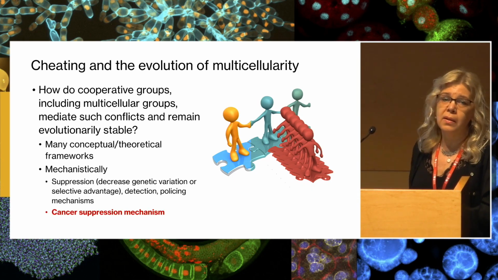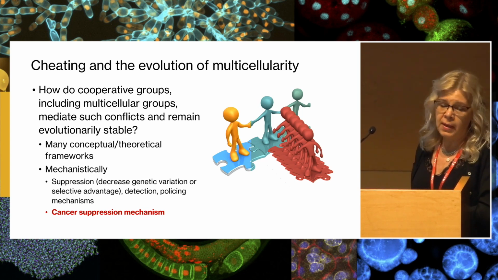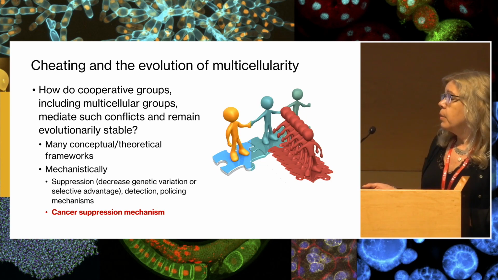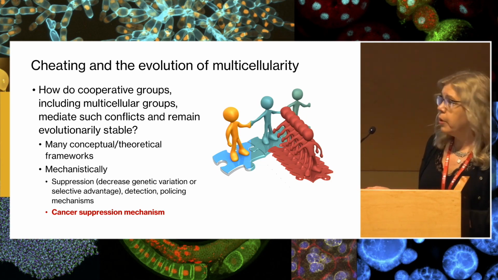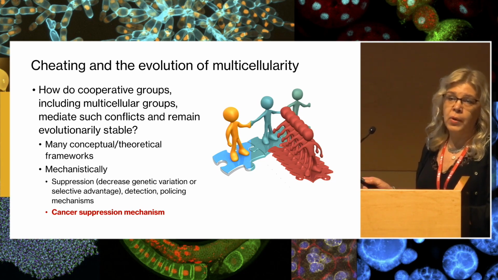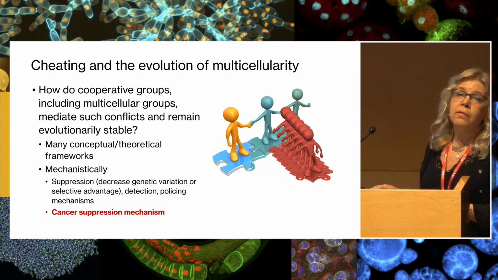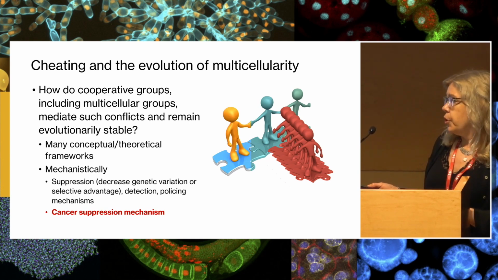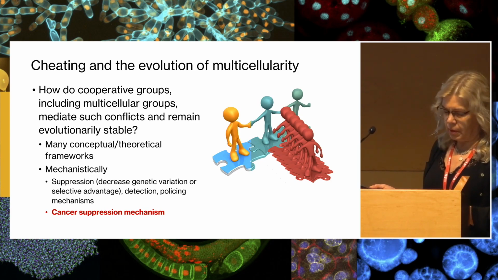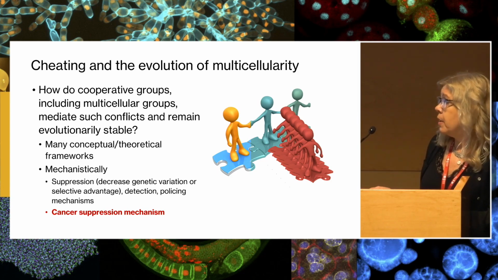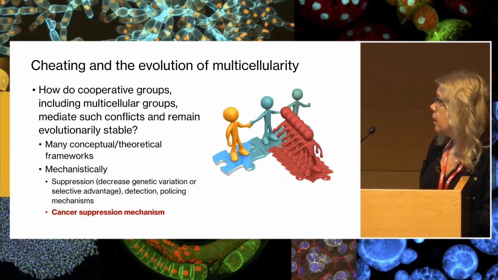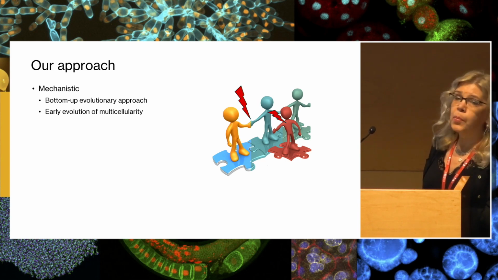Of course, that being said, the question is, how do cooperative groups, including multicellular groups, mediate such conflicts and remain evolutionarily stable over a long time? There are many conceptual and theoretical frameworks I'm not going to touch on. Today I'm going to mostly talk about these issues from a mechanistic point of view. And mechanistically, one can imagine that you have to evolve mechanisms to suppress the emergence of cheaters. That might be suppressing genetic variations, suppressing the selective advantage of the cheaters. It might involve mechanisms to detect the cheaters or to police the cheaters. In the medical or evolution of multicellularity framework, such mechanisms are usually discussed as cancer suppression mechanisms. So cancer suppression mechanisms are basically mechanisms that either suppress the emergence of cheaters or try to deal with them afterwards.